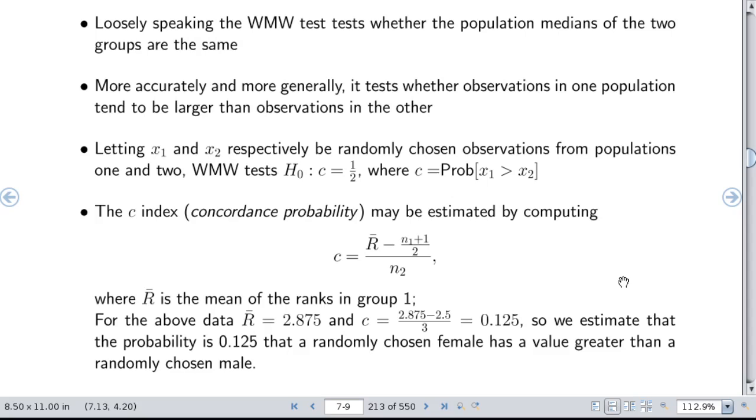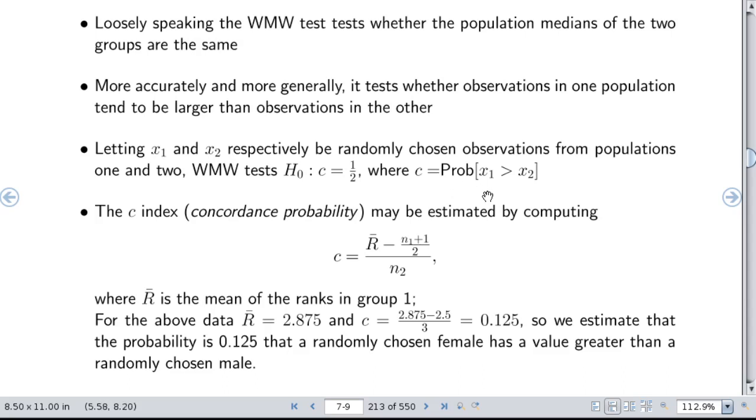Now, how do we operationalize that? What does it mean to say one population has values that are larger than another? That's really, in statistics, called stochastic ordering. And so let's get a little detailed here. We're going to let X1 and X2 be randomly chosen observations from populations 1 and 2. The Wilcoxon-Mann-Whitney test tests the null hypothesis that C, which is the concordance probability, the probability that a randomly chosen observation from population 1 exceeds a randomly chosen observation in population 2, is equal to a half.